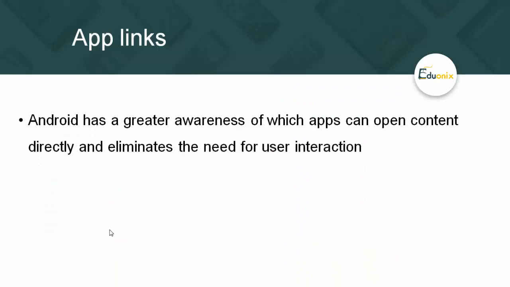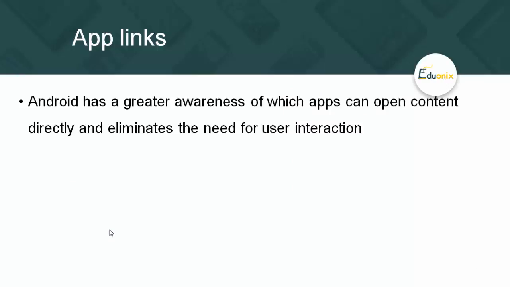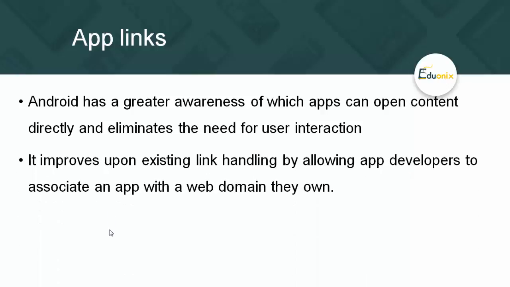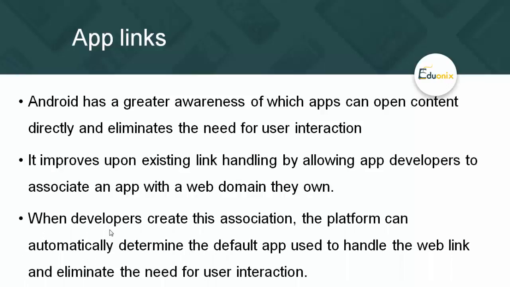So, we can summarize the new functionality provided by AppLinks. Android has a greater awareness of which apps can open content directly and eliminates the need for user interaction. It improves upon existing link handling by allowing app developers to associate an app with a web domain they own. When developers create this association, the platform can automatically determine the default app used to handle the web link and eliminate the need for user interaction.